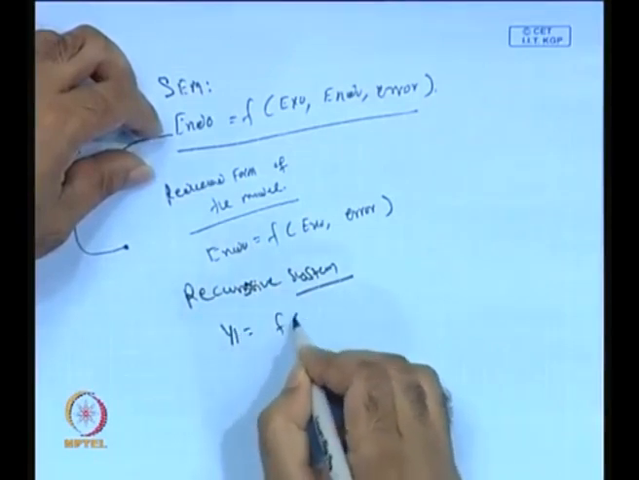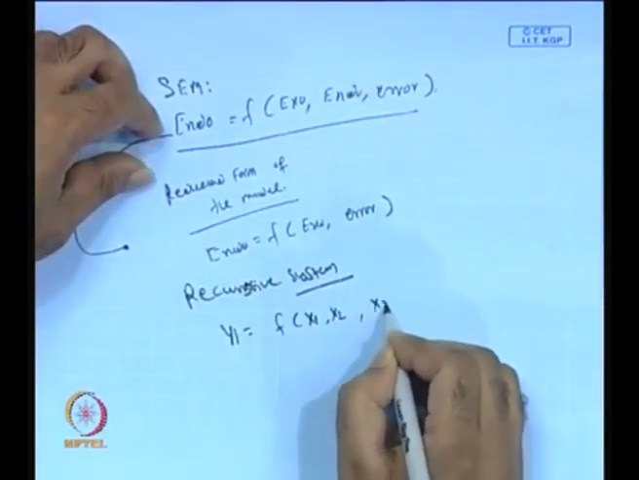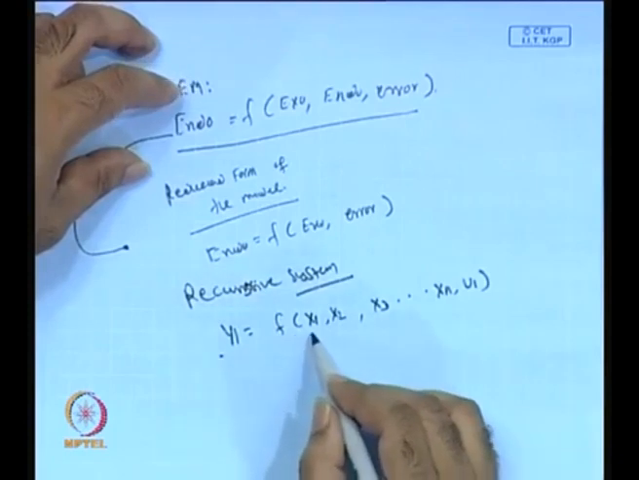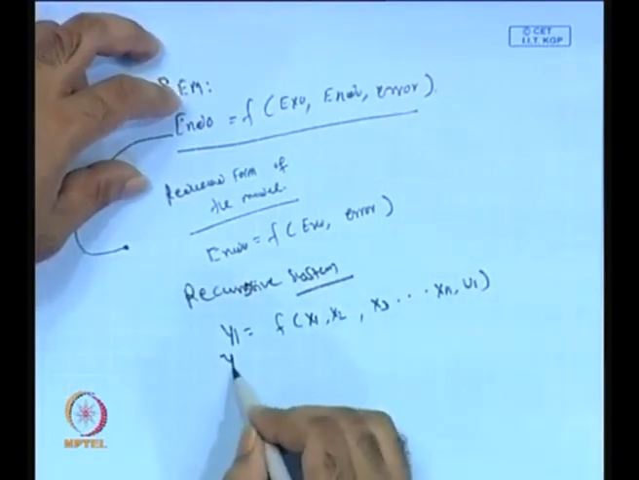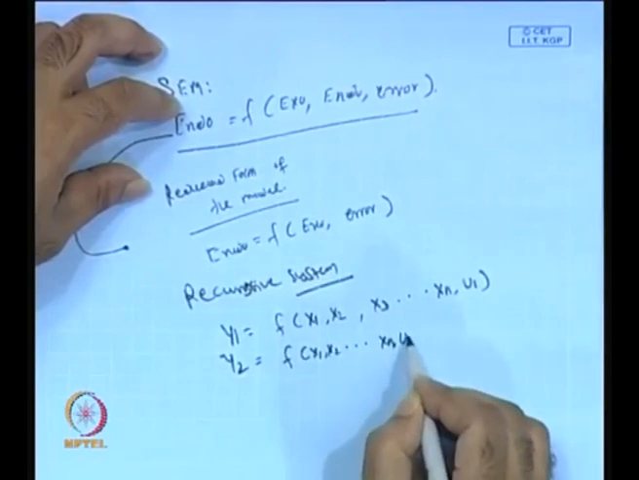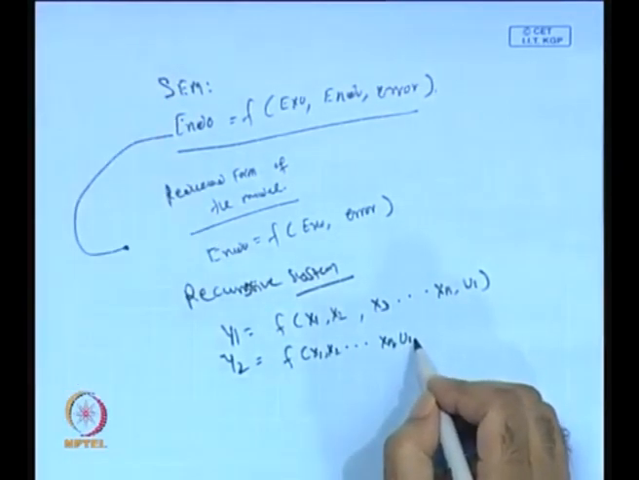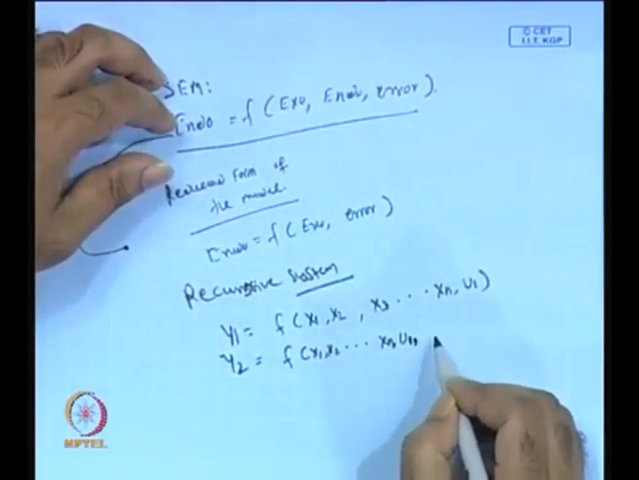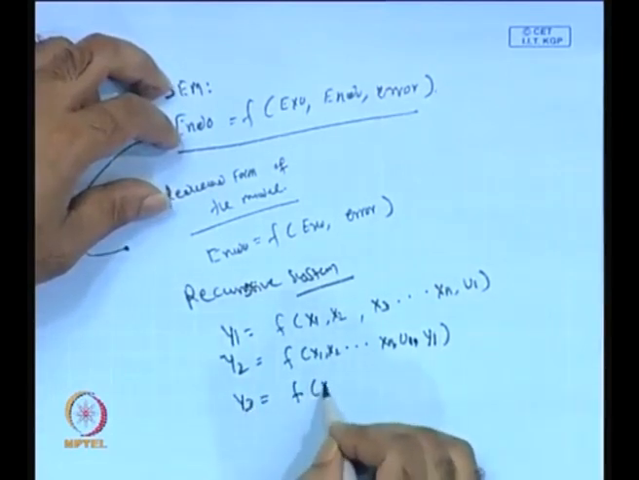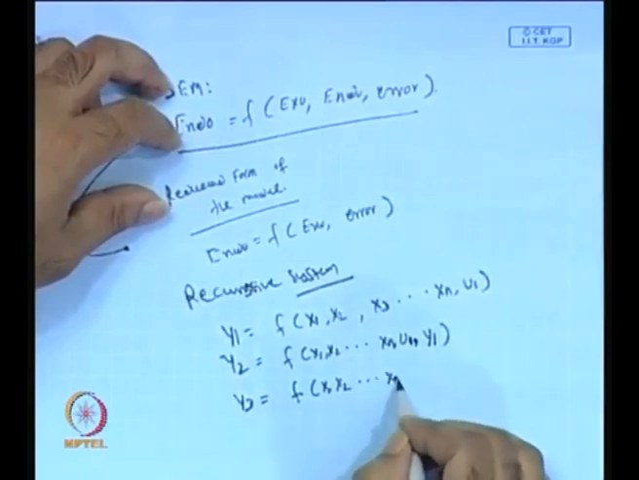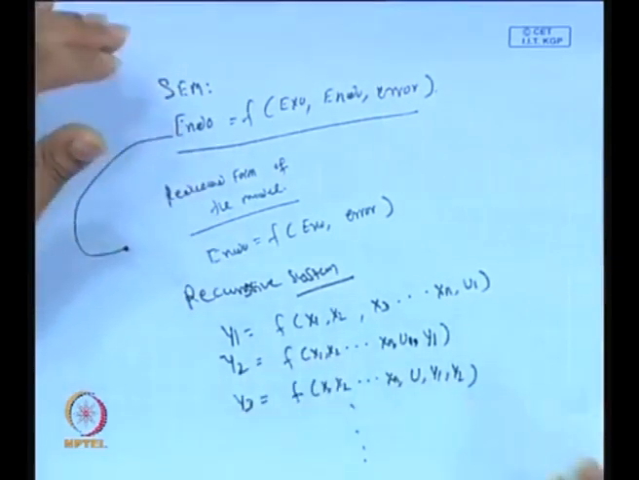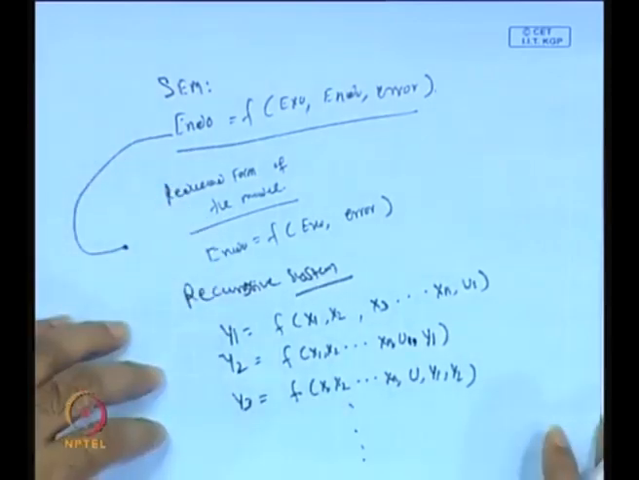So you start like this: y1 equals a function of x1, x2, x3 up to xn, then u1. This is the first equation, where the endogenous variable is a function of all exogenous variables and the error term. In the second equation, y2 equals a function of x1, x2 up to xn, the error term u2, then the first endogenous variable y1. In the next case, y3 equals a function of x1, x2 up to xn, then u3, then y1, then y2. This is how it has to increase subsequently.